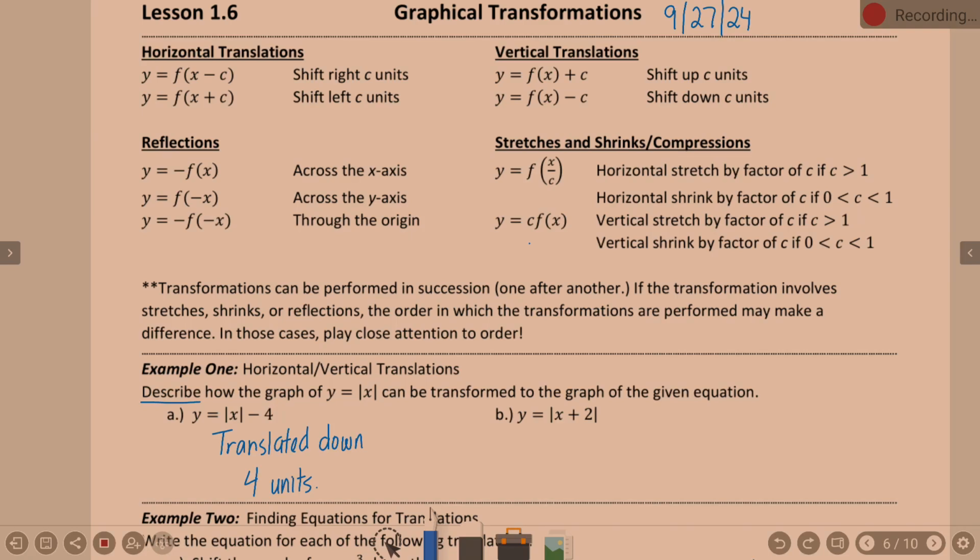Okay, B. y equals the absolute value of x plus 2. I have it going left 2. Agree? Translated, not translating. The plus 2 is in the absolute value, gentlemen. So if it's in the absolute value, left to right, opposite the sign. So we are going to translate left 2 units.